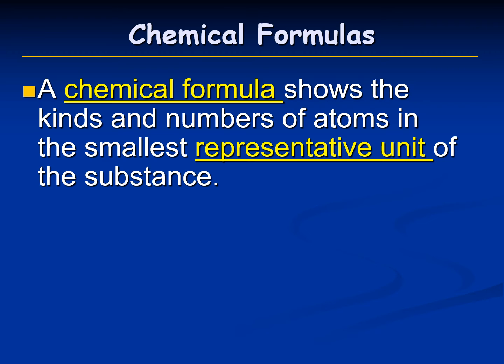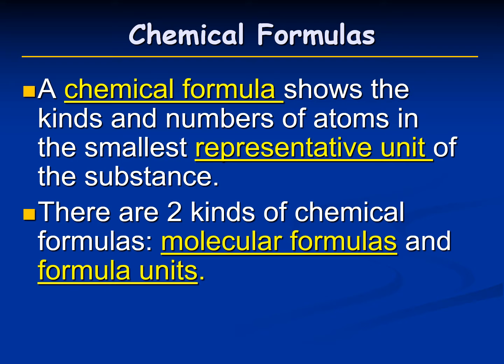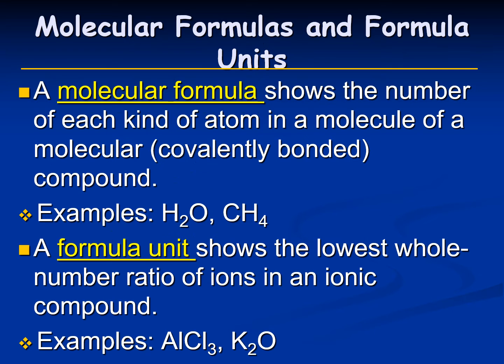I've mentioned the word chemical formula several times, so let's make sure that we understand what we mean by that. A chemical formula shows the number and kinds of atoms in the smallest representative unit of the substance. For example, in a molecule, we have molecular formulas. In an ionic substance, we have what's called the formula unit. A molecular formula shows the number and kind of each atom in the molecule.